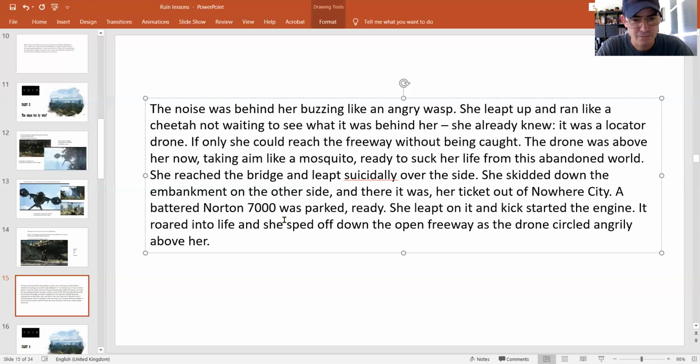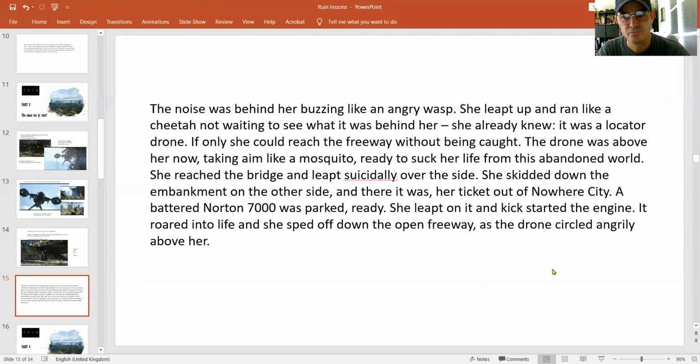A battered Norton 7000 was parked ready. She leapt on it and kick-started the engine. It roared into life and she sped off down the open freeway, as the drone all circled angrily above her. Yeah, now we've got two angries there. We've got an angry wasp, angrily. Maybe we can think about that later. Not too happy about that.